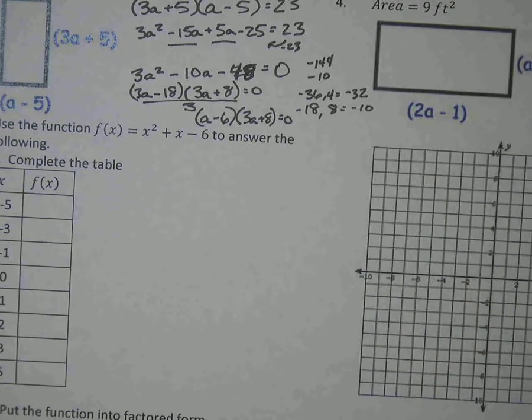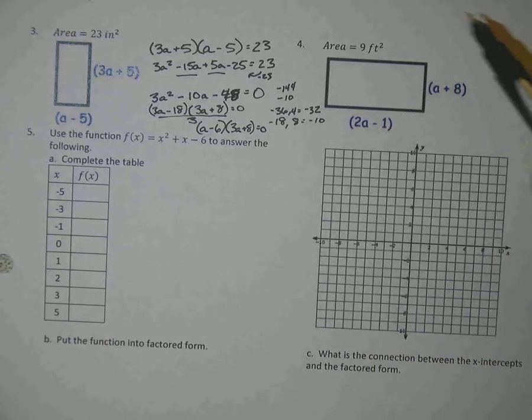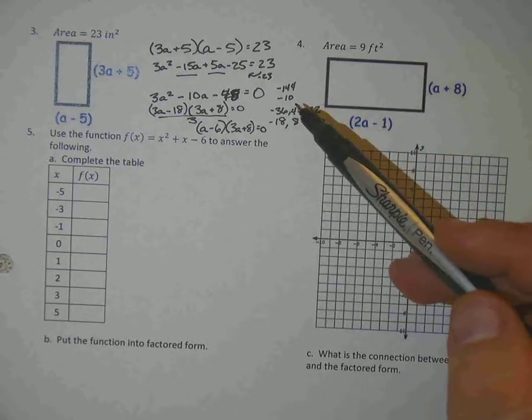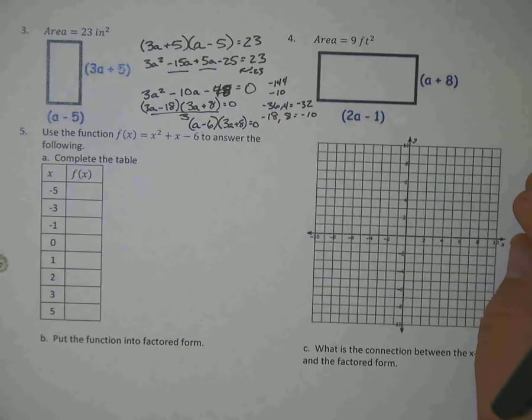So you can see where these problems are a little bit more difficult. Number 4 is definitely easier than number 3, so at least I got you started quite a ways on that. From there, again, just use your zero product property and you'll be fine.